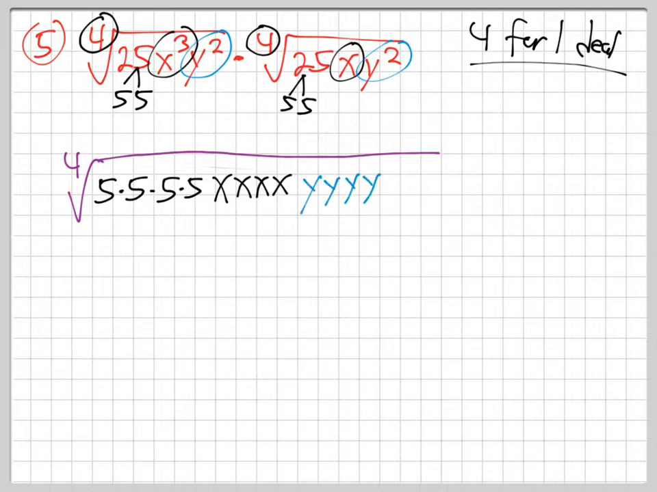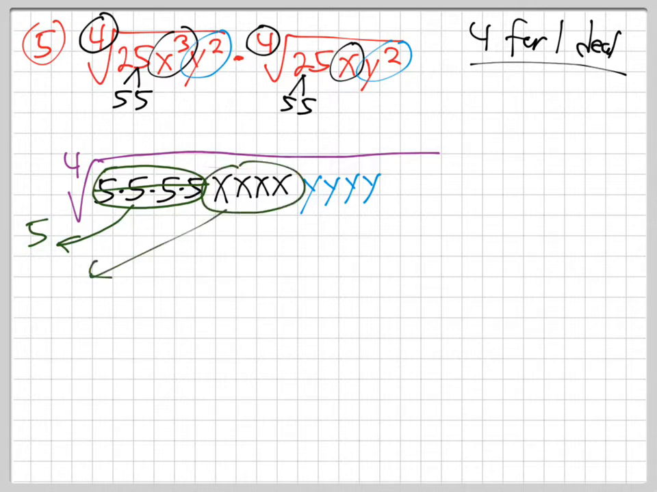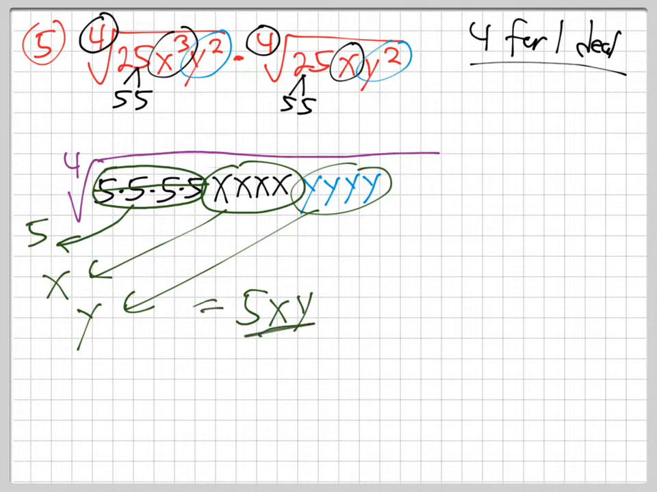Good so far? I've just dumped everything into one big root. Now how does stuff get outside of the root? 4-for-1 deal, right? So 4 5s in, 1 5 out. And 4 x's in, 1 x out. 4 y's in, 1 y out. Is anything left over in the root? No. Nothing left over. So what does the root do? It just vanishes. So just 5xy on the outside, no more root.